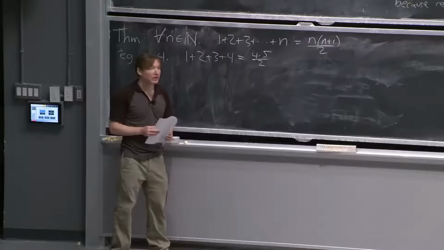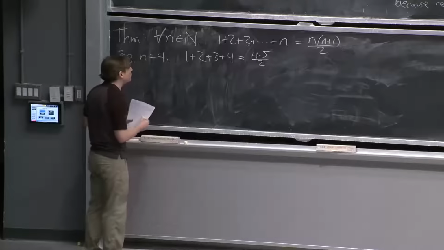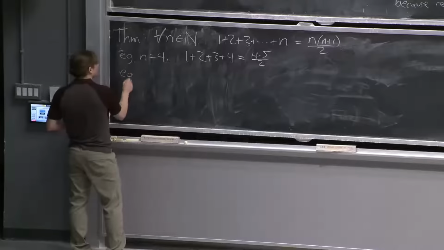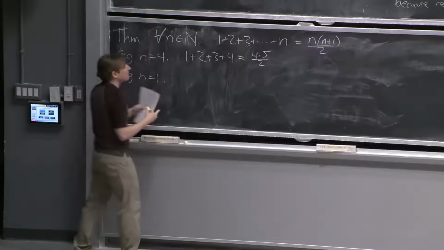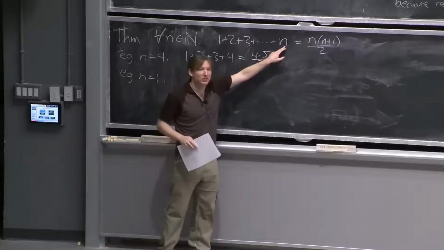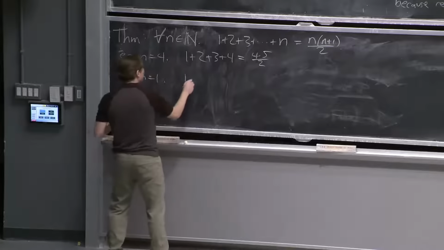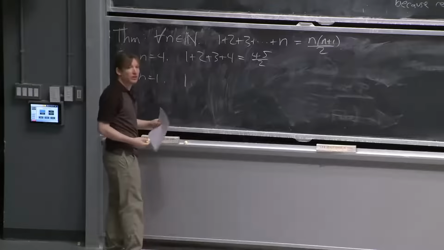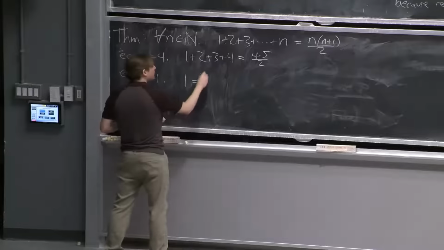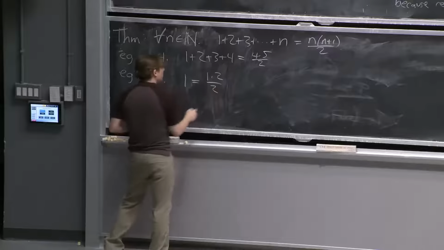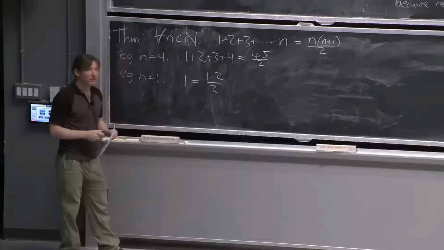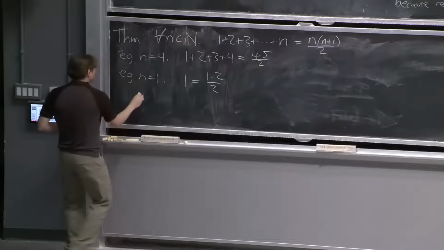Even all the way down to just n equals 1, for example. What's the sum from 1 up to 1? It's just the 1 itself. 1 is the sum of one term. And that's supposed to equal 1 times 2 over 2, which looks like it does. Even down to n equals 0.